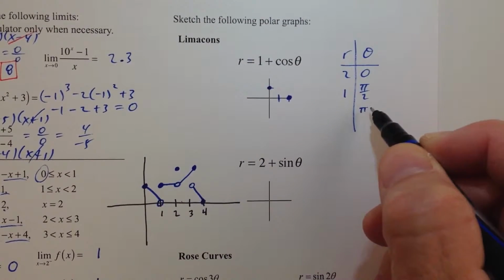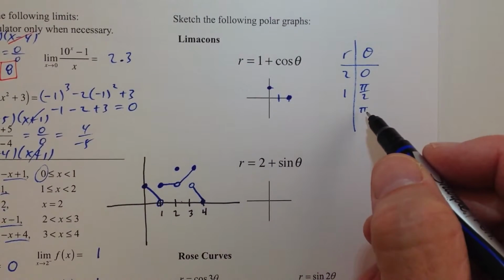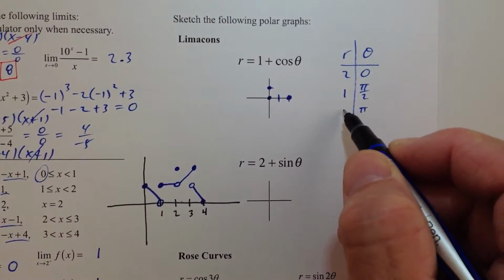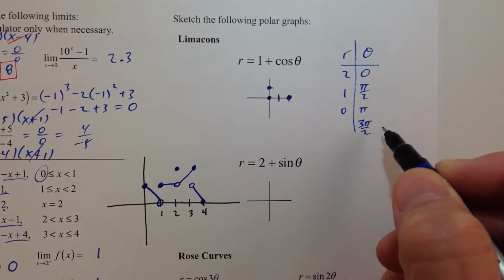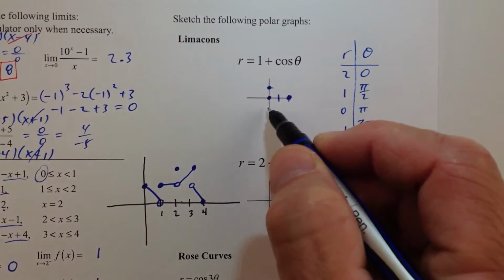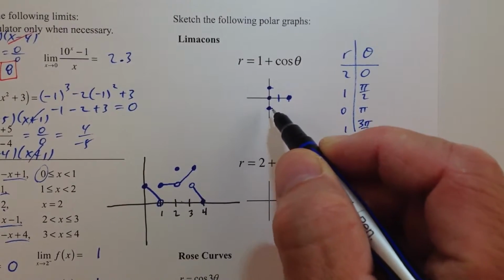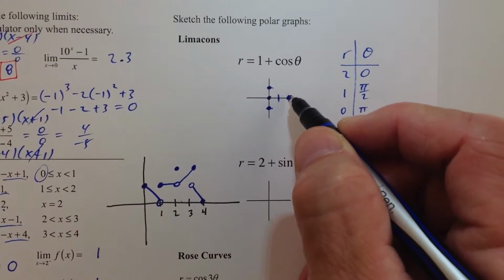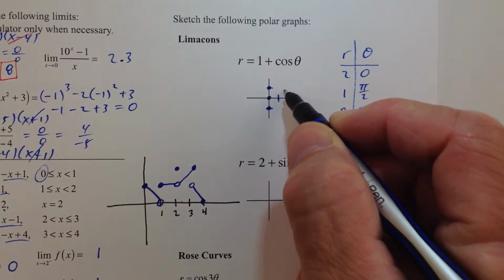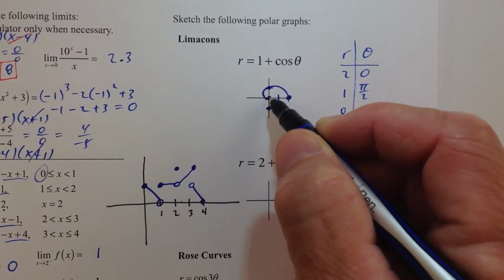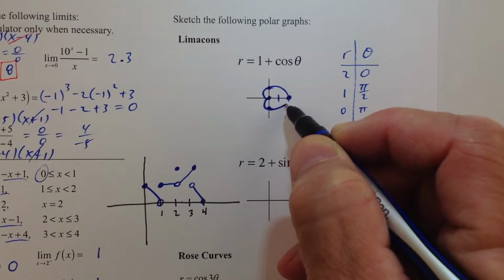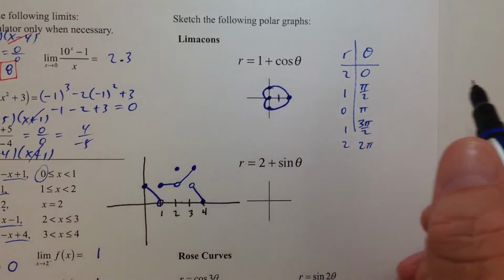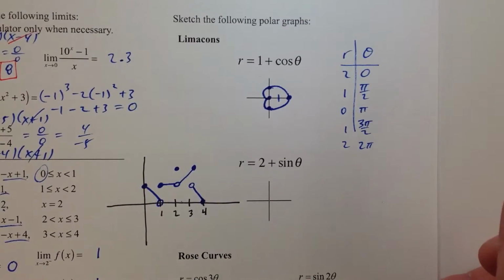And then when you plug in the next most convenient value for theta, which would be pi, cosine of pi is -1, plus 1 is 0. And then you plug in 3 pi over 2, cosine of 3 pi over 2 is 0. Again, you get 1, so you go 1 unit toward 3 pi over 2. And then back again to 2 pi, and you get 2 again. So basically you're starting here, and graphs of these polar functions are typically curvy and easier to graph on the polar coordinate plane.